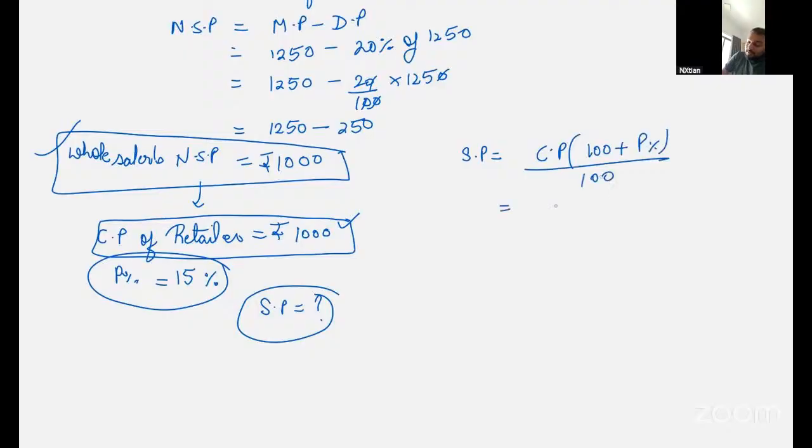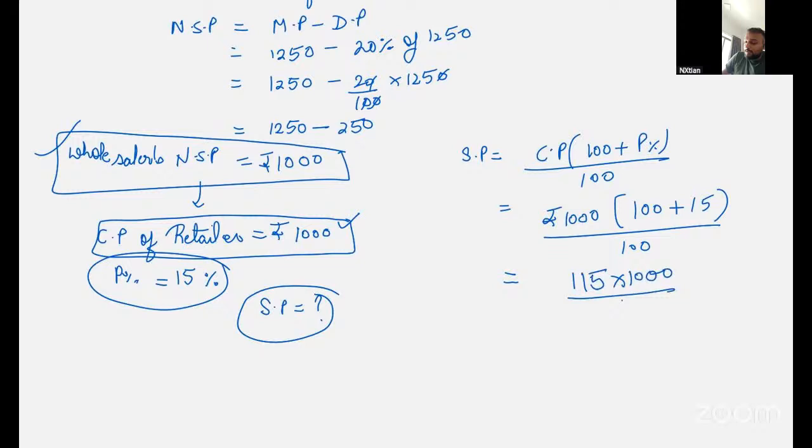The CP, the cost price, was 1,000 rupees, into 100 plus 15 percentage upon 100. So it will become 115 into 1,000 upon 100. This and this will cut, so it will become 1,150, the selling price of the fan.